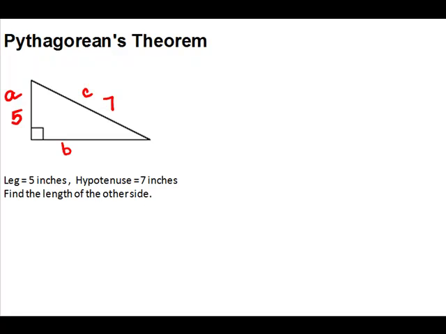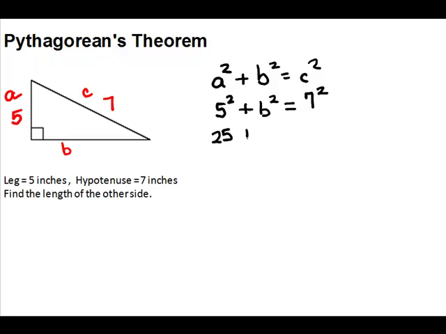So we'll write our theorem, A squared plus B squared equals C squared, and we'll plug in what we know. We have A, so we plug in 5 and square it. We don't know B, so we'll keep the variable. And we do know the C is 7, and we'll square it. Now we'll do all the math that we can. 5 squared gives us 25. And 7 squared gives us 49.